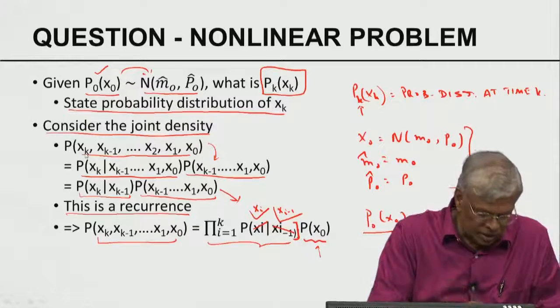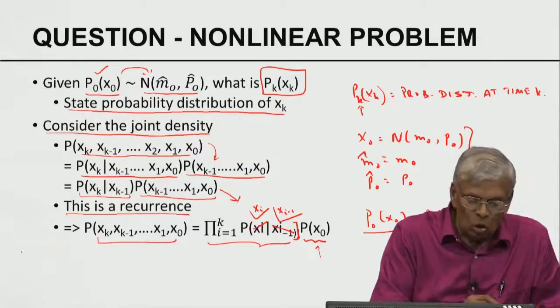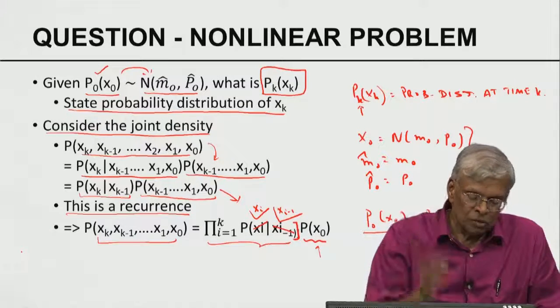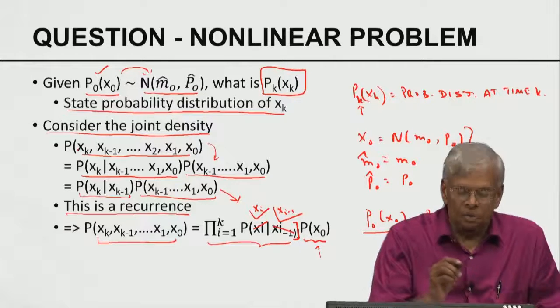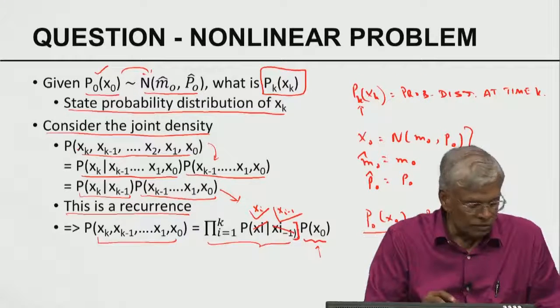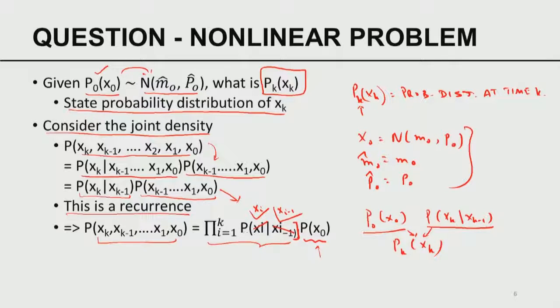express the joint densities to start with. I am trying to go over some of the things we have already done. So I am trying to compute the joint density of the state from time 0 to time k. Using this recurrence we just saw, it can be expressed as the product of conditional densities and the initial density.